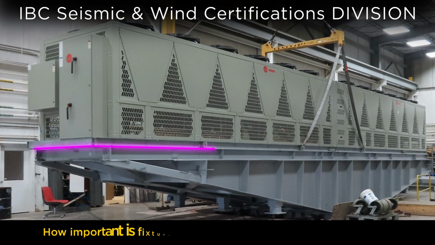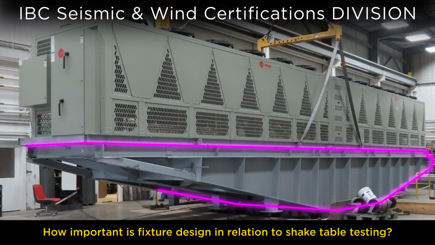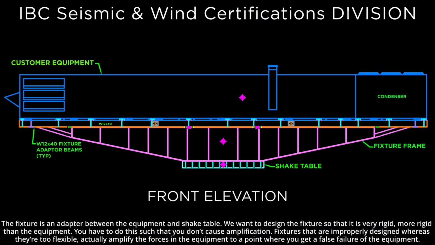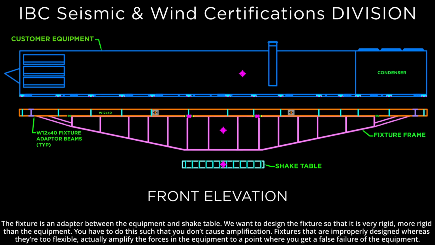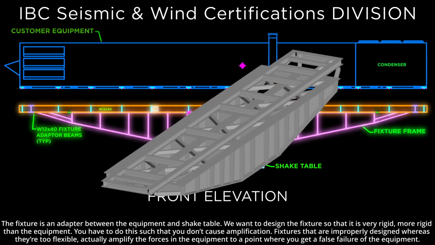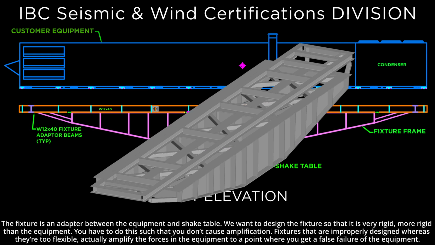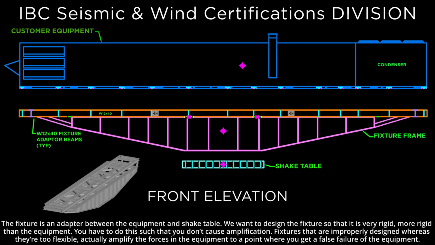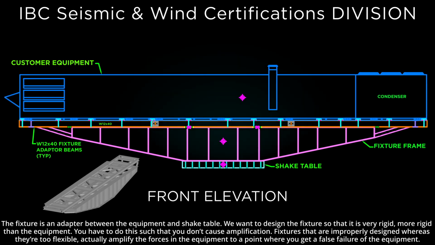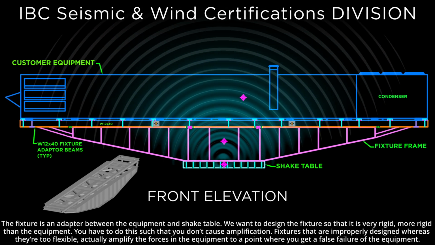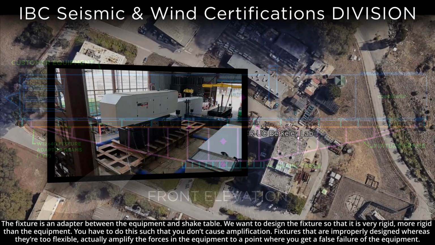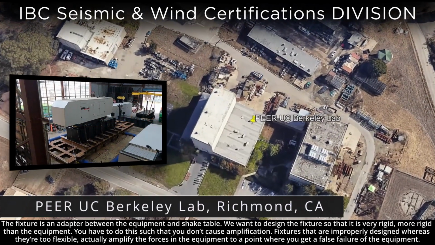And how important is fixture design in relation to shake table testing? The fixture is an adapter between the equipment and the shake table. You want to design the fixture so that it is very rigid, more rigid than the equipment. Fixtures that are improperly designed, that are too flexible, will actually amplify the forces in the equipment to a point where you potentially get a false failure of the equipment.